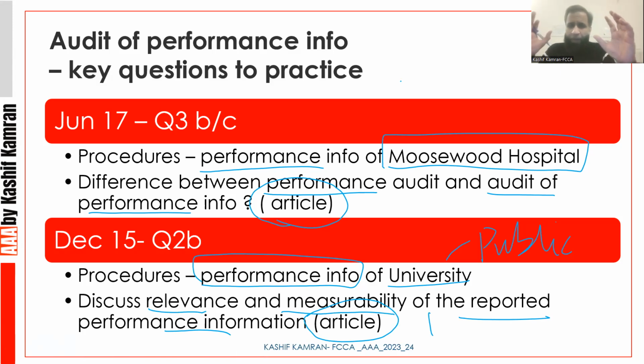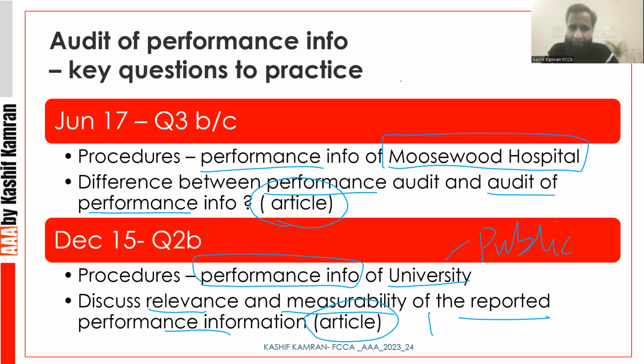Right? So very old questions, but this topic still exists in your syllabus and this article still exists on the ACCA website. So you cannot say I'm not preparing for it. Audit of performance information: you just need to do the two questions. You just need to read through the article, because every time a question has come from this topic, the examining team has tested the article, the knowledge from the article and the procedures. Procedures on something given in the case study, and you need to write procedures on that. In one case, it was the hospital, and in one case, it was the university.